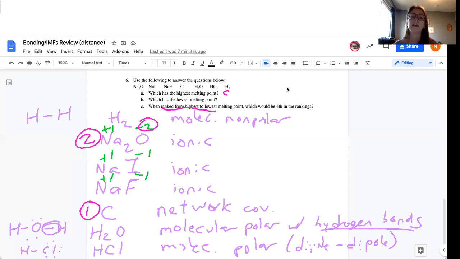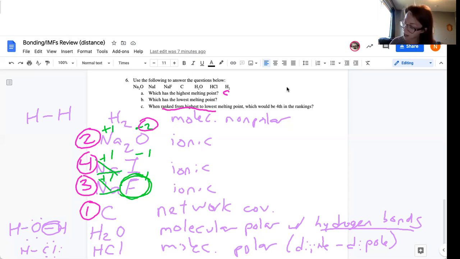How do I tell the NaI and NaF apart from each other? Since charge didn't help me, I look at radius. The sodiums are the same as each other, so I don't care about them. I know that fluorine is smaller in its radius than iodine since it's higher up on the periodic table. And since it's smaller, that attraction doesn't have to travel as far of a distance. Therefore, it's stronger. That would be number 3. NaI would be number 4.